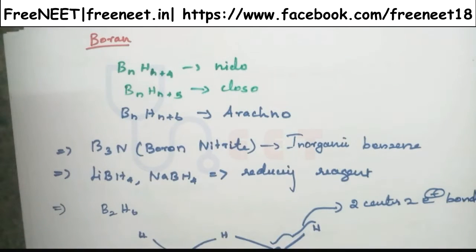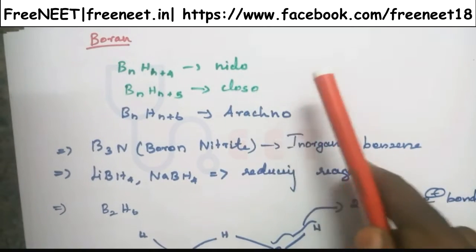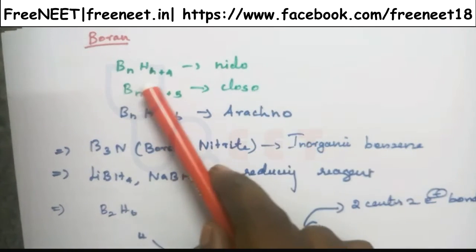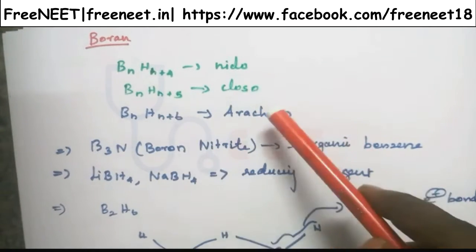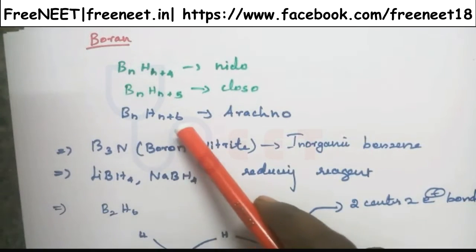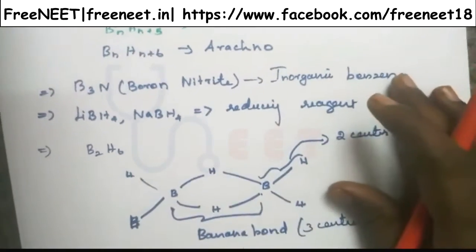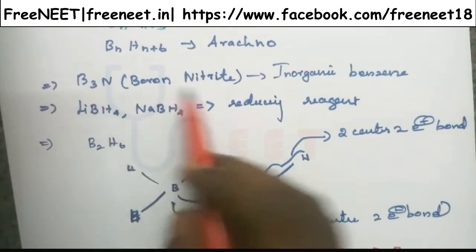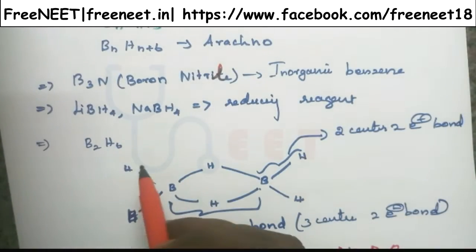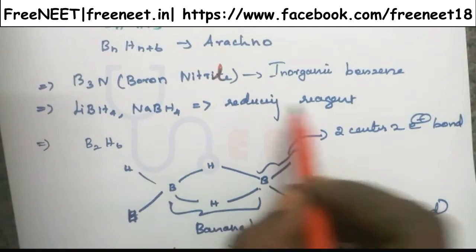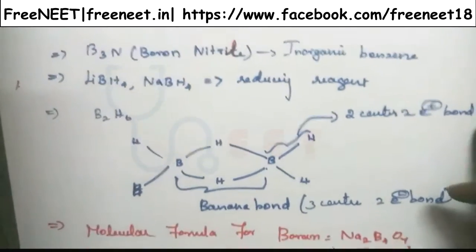Next, boranes. We know three types of boranes: nido, closo, and arachno boranes. The formula for nido boranes is BnHn+4. Closo boranes: BnHn+5. Arachno boranes: BnHn+6. These are the general formulas for the types of boranes. Borazine is also called inorganic benzene. Then this borane is also used as a reducing agent in the form of lithium borohydride and sodium borohydride.